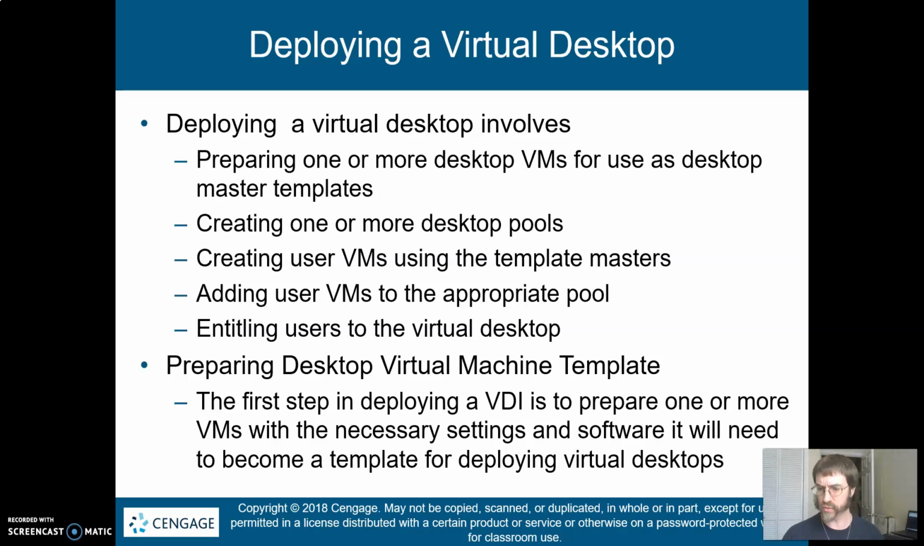Faster than, say, the slightly older Ghost or FOG method, where you take a single image and you push it to physical machines across the network. Now that we've removed the physical machines from the equation, you still need that library of images. This is what your templates and your desktop pools are for.